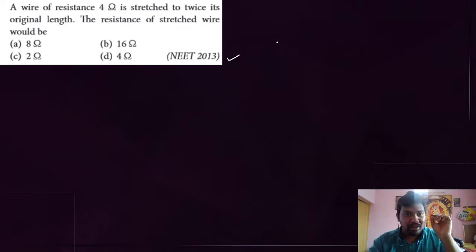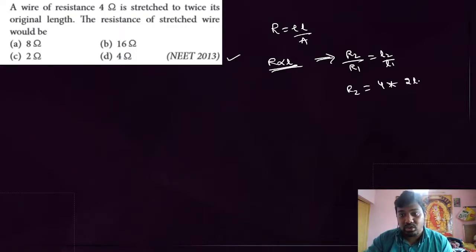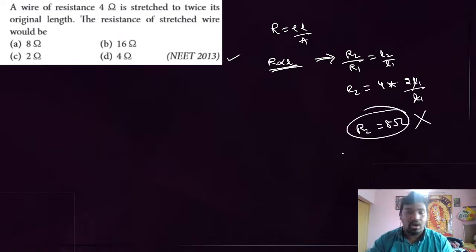Many people will conclude that we know R is equal to rho L by A and R is proportional to L. Therefore, R2 by R1 is equal to L2 by L1. R2 is equal to R1 into L2, which is twice the initial length, 2L1 divided by L1. So the answer is 8 ohm, right? Which is obviously wrong. Why? Because there is one more factor here: area. We have to consider that also.